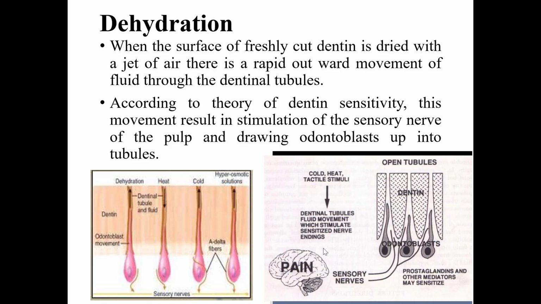عندنا الإفكت الآخر during cavity preparation is dehydration. When the surface of freshly cut dentin is dried with a jet of air, there is a rapid outward movement of the fluid through the dentinal tubules. Accordingly, to the theory of dentine sensitivity, this movement results in stimulation of the sensory nerve of the pulp and drawing odontoblasts up into the tubules.